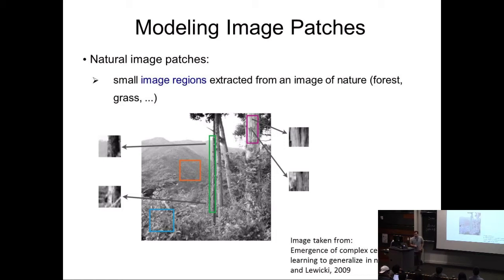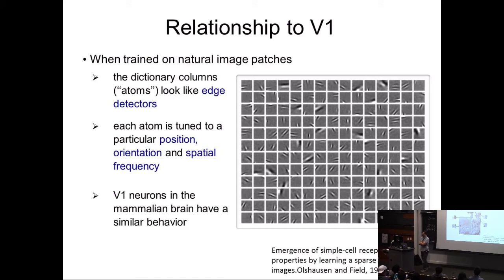And this is just another example of trying to model small regions extracted from an image of a natural scene, in this case, a forest. And this is what the image patches would look like. So these are the image patches that you're trying to model. These are called images of natural scenes because these are the kinds of scenes that you would see outside.